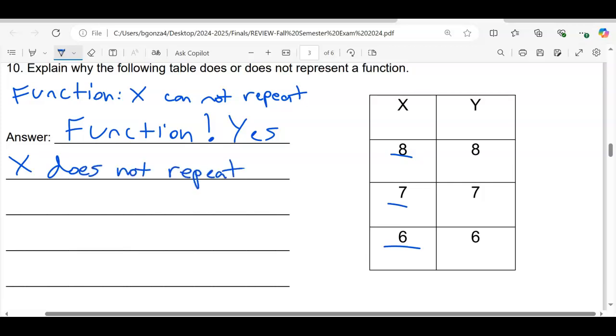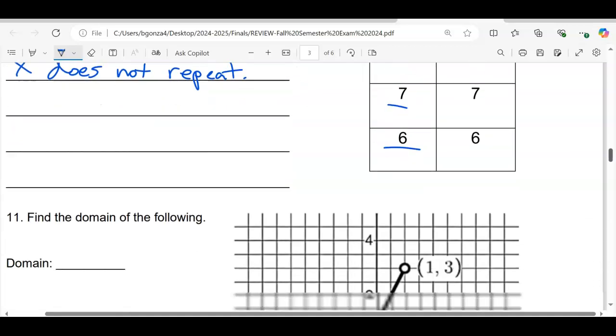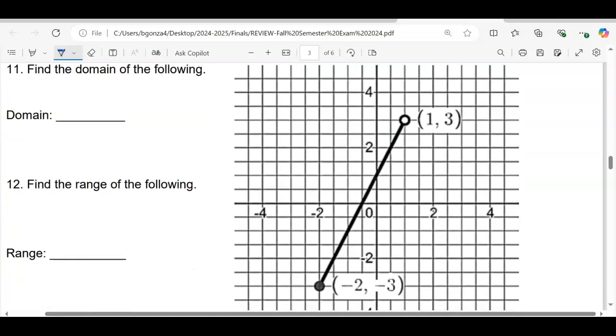The more mathematical way to say it is each x has one unique y value. There's not an x that happens twice, the same x giving you two different y's. That would violate each x having a unique y value. Find the domain. All right.